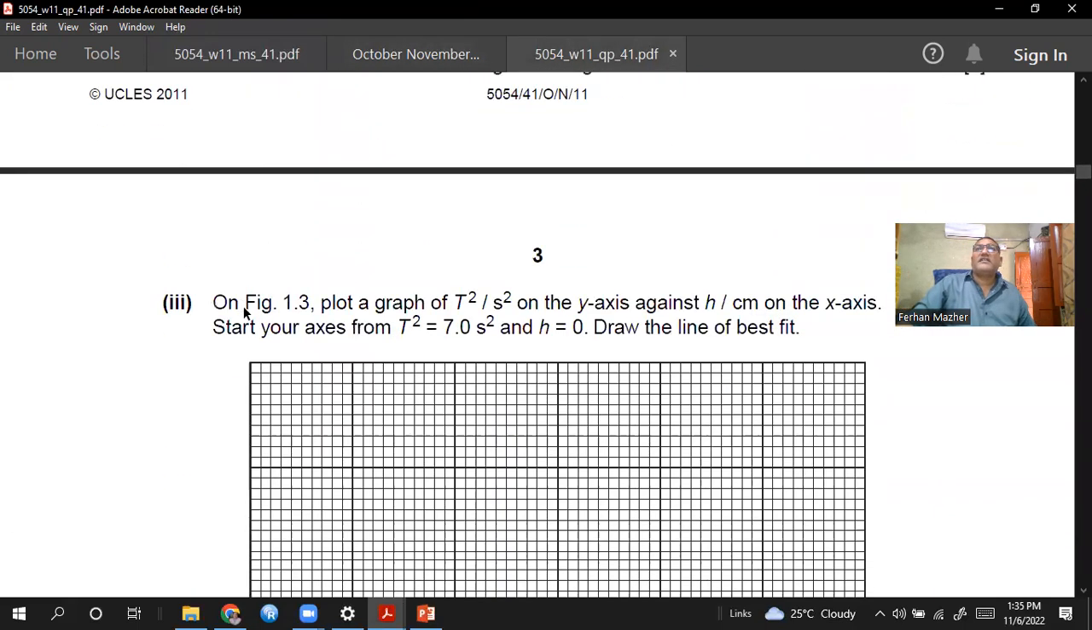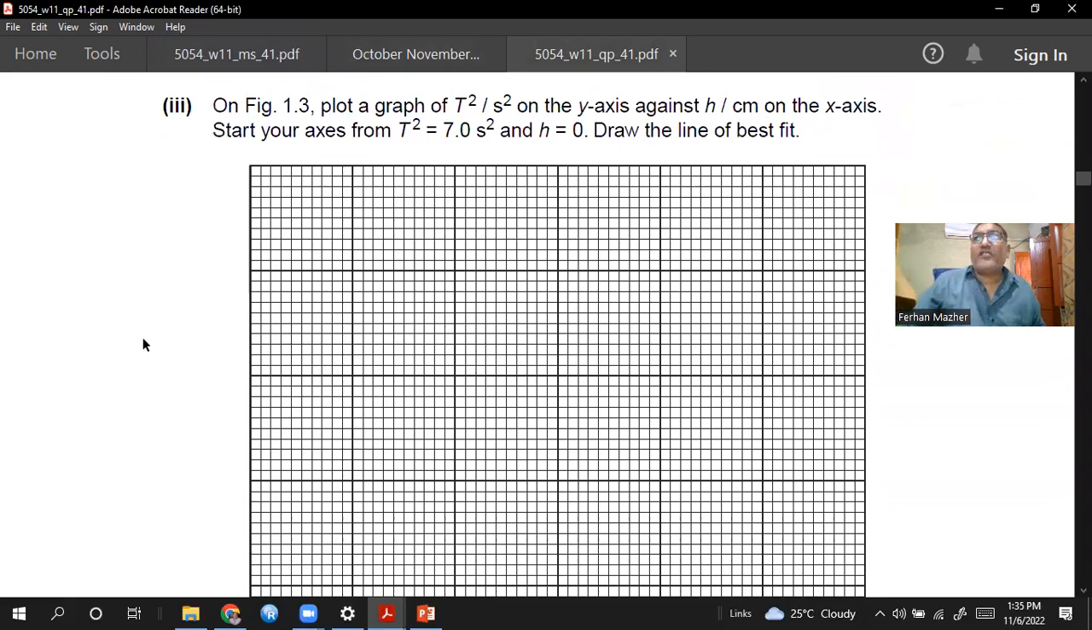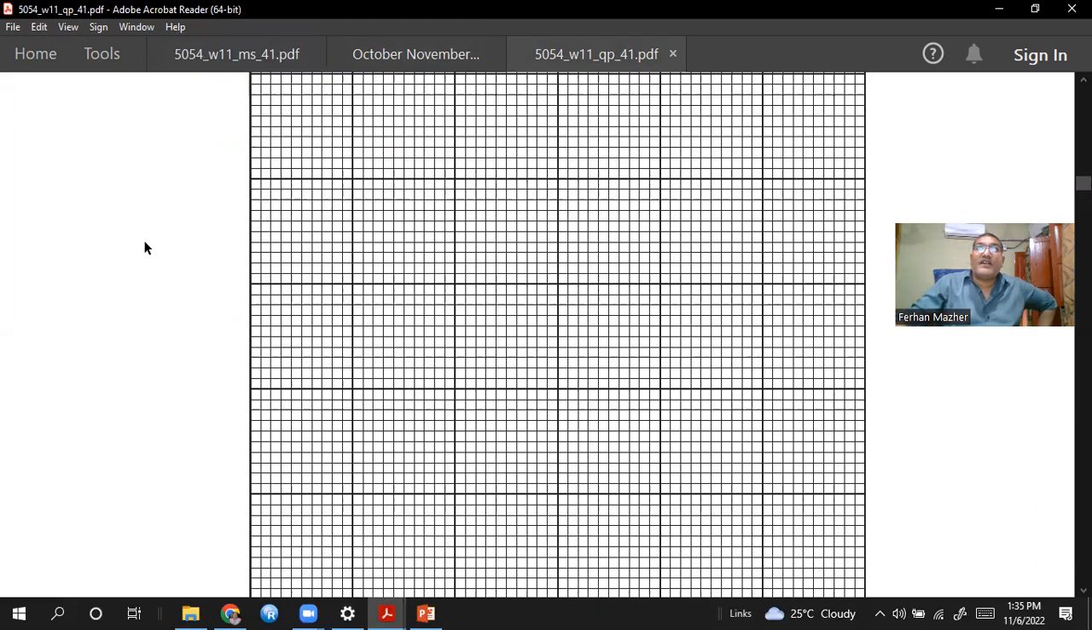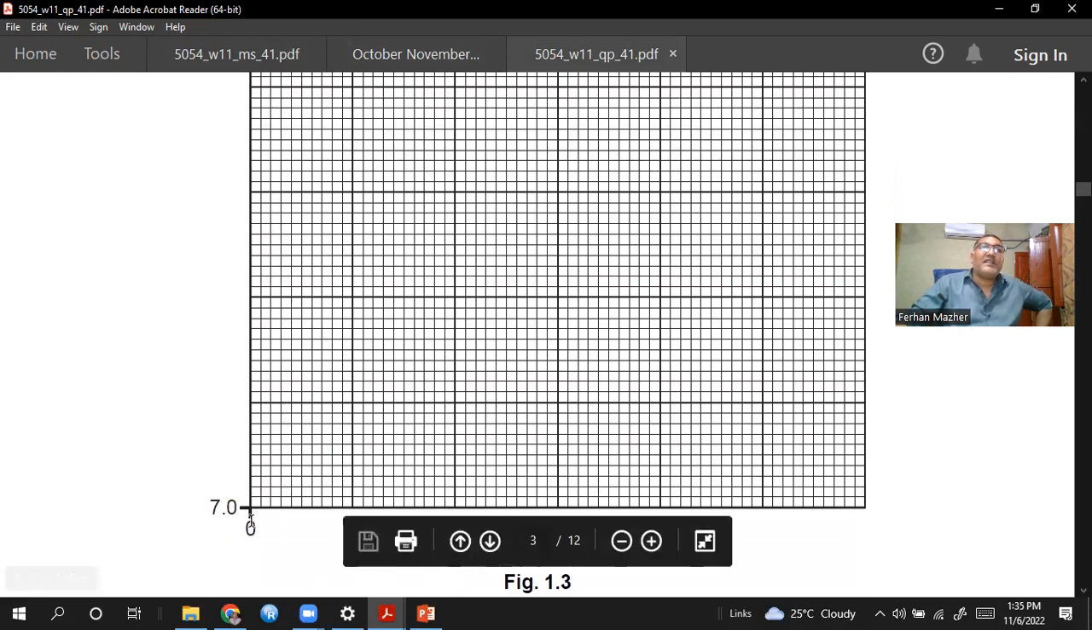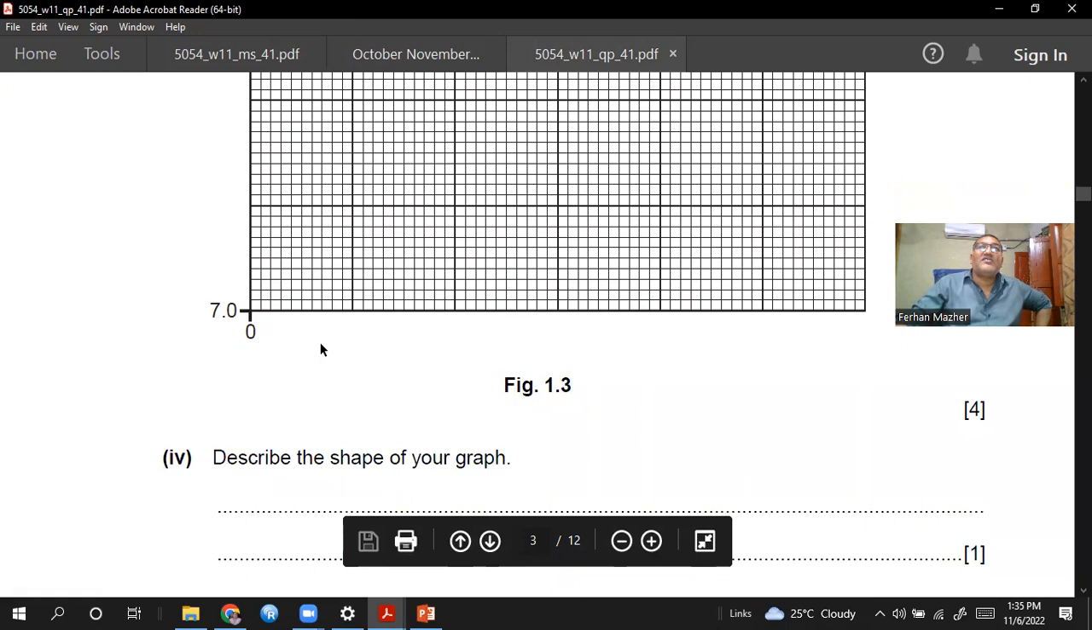it says on the figure 1.3, plot a graph of t square on the y-axis against h in centimeters on the x-axis. Start your axis, for t square, we will start from 7, and for h, we will start from 0. Draw the line of best fit. So t square will be on the y-axis and h will be on the x-axis. So for this we have to start from 7 and for this we have to start from 0.